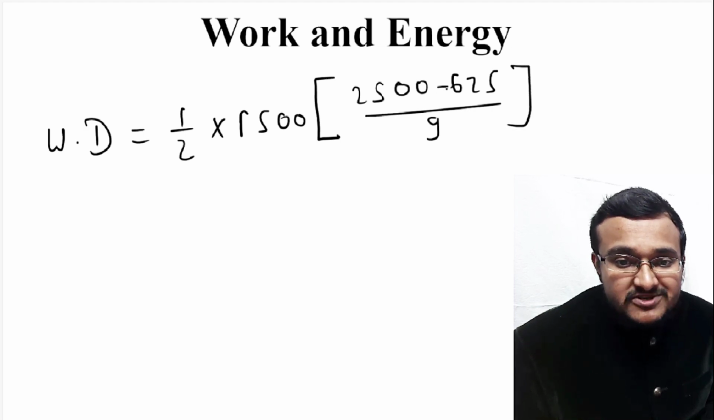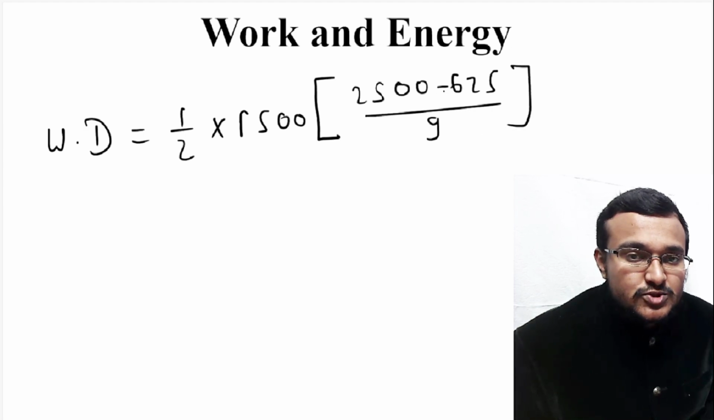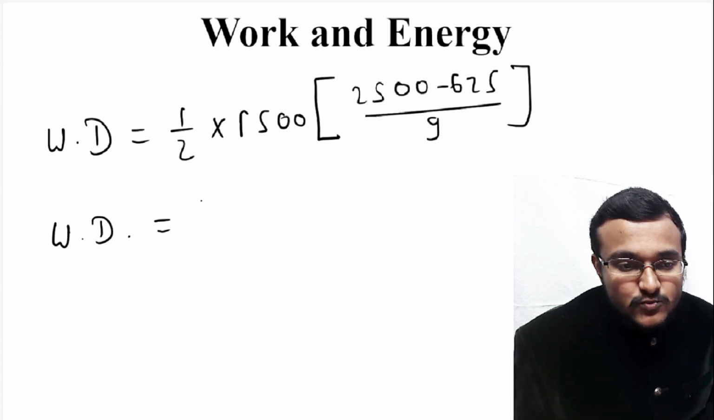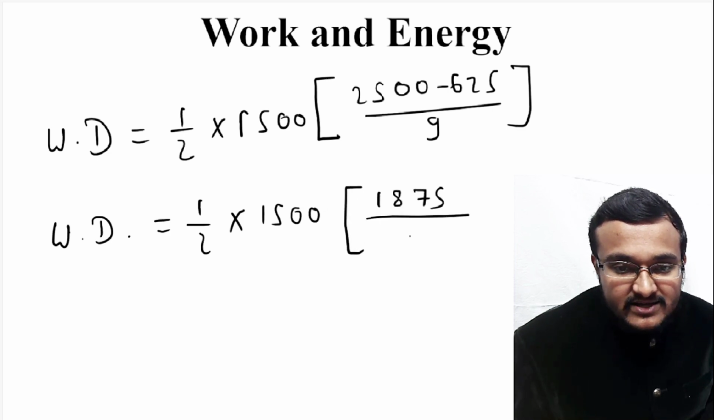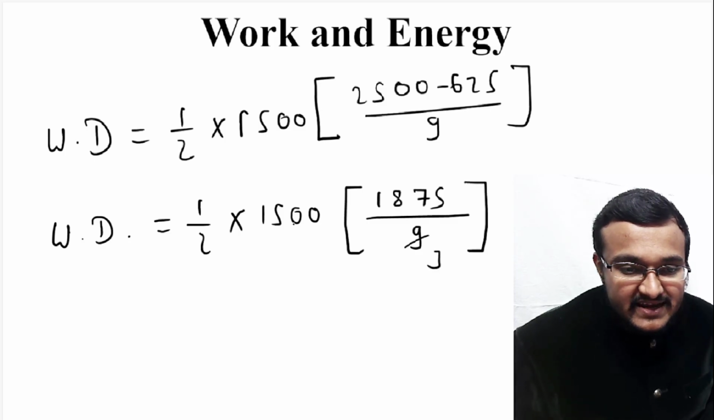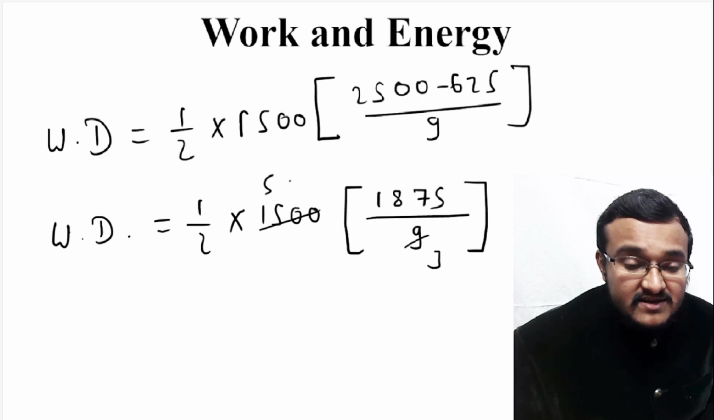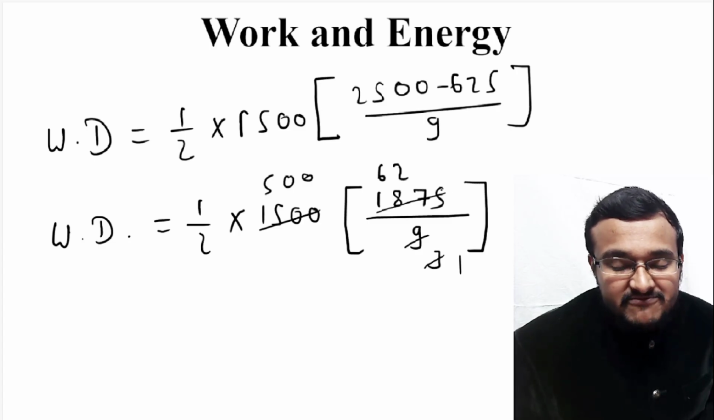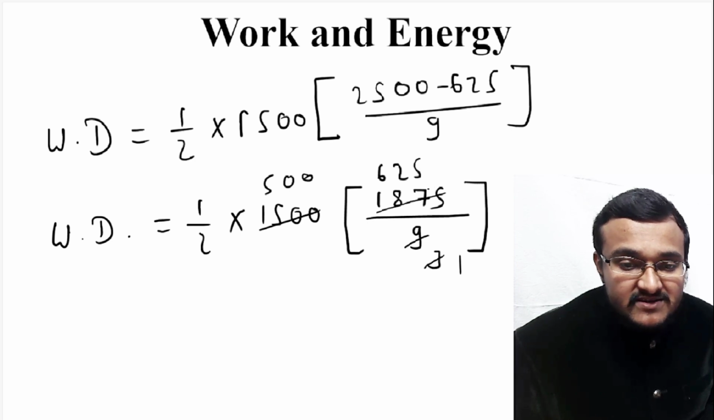So now 2500 minus 625 is 1875. So work done is equal to 1 by 2 into 1500 into 1875 divided by 9. So now you have this. Here 3 3s are 9, 3 5s are 15, 0 0 will be there. So here 3 1s are 3, 3 6s are 18, 3 2s are 6, 1 will be remaining, 15 will be there. So 3 5s are 15.